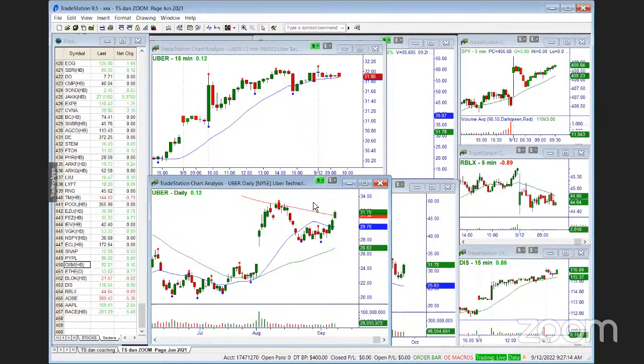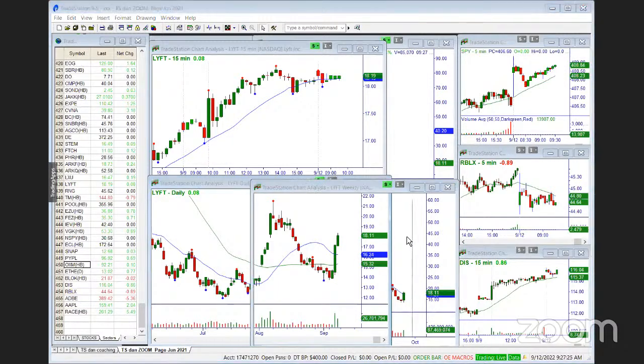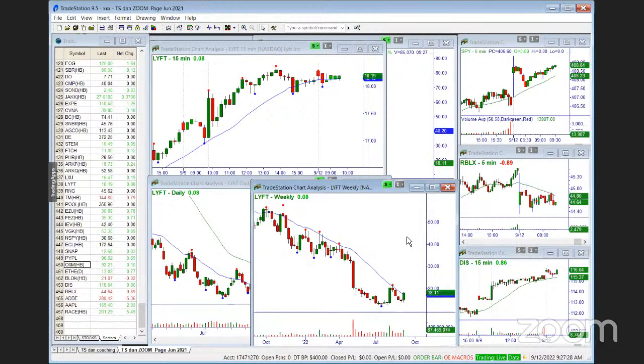Whenever there's a Coke and Pepsi type of thing, I always look at the cousin, and I miss this. Look at this blast off day last Thursday. Look at that. That's a double bottom on the weekly chart. That would have been a nice entry.